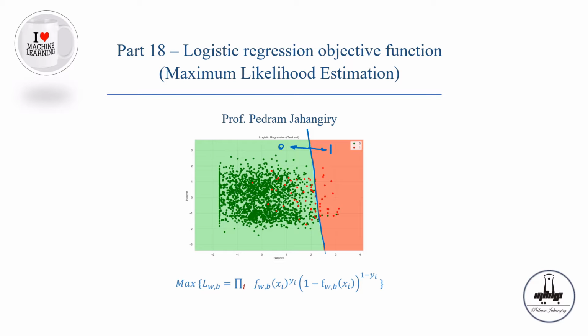In this part, we're going to see how the model is able to come up with this classifier. In other terms, what are the estimation techniques to estimate the parameters of the model. So part 18, logistic regression, the objective function. And we're going to use MLE, maximum likelihood estimation, to estimate the parameters of the model.